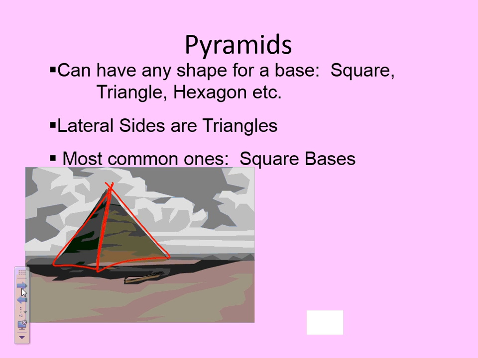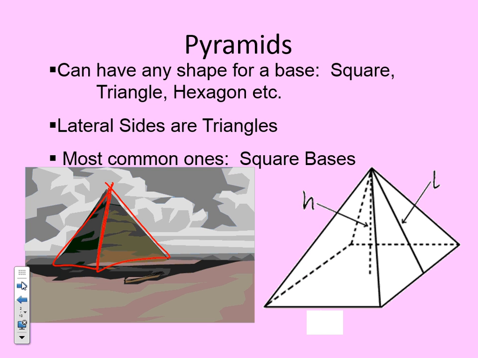The most common pyramids that we think of are the ones that have a square base. Okay, that's what you think of when you think about an Egyptian pyramid. That's what you're thinking of. Now, there are different parts to pyramids than there are other shapes. Because they're slanted upwards like they are, there are new labels for us to be thinking about.